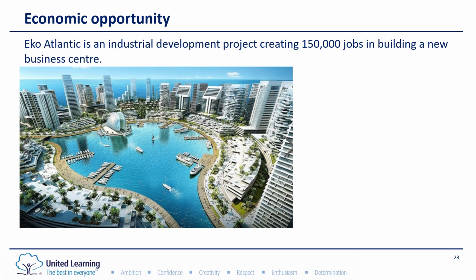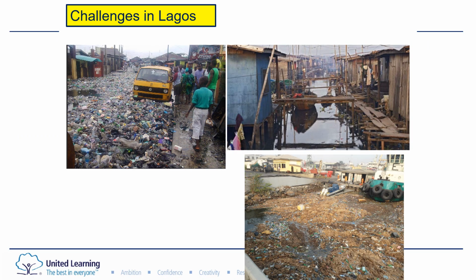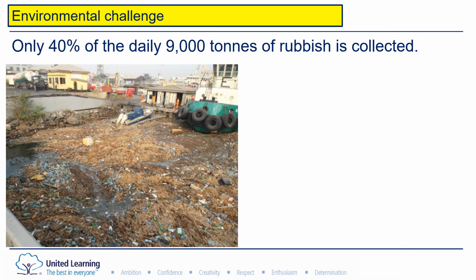So Lagos seems like a very, very good place for social and economic opportunities. However, the city, with 21 million people, which is growing rapidly, also has lots of challenges. These are environmental challenges, social challenges, as well as economic. So let's talk through them.